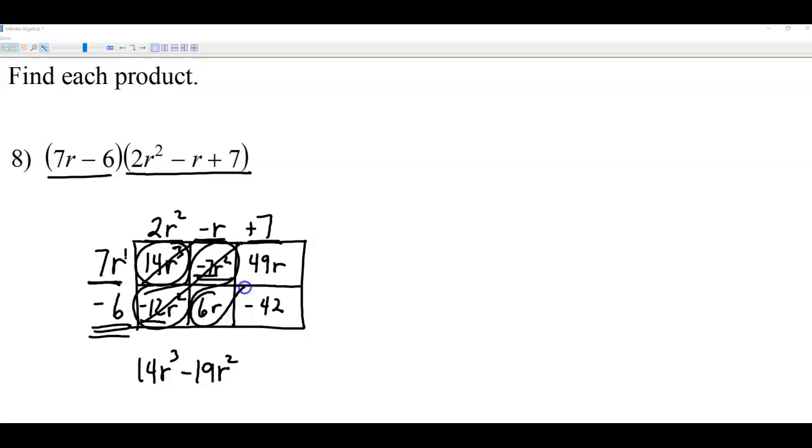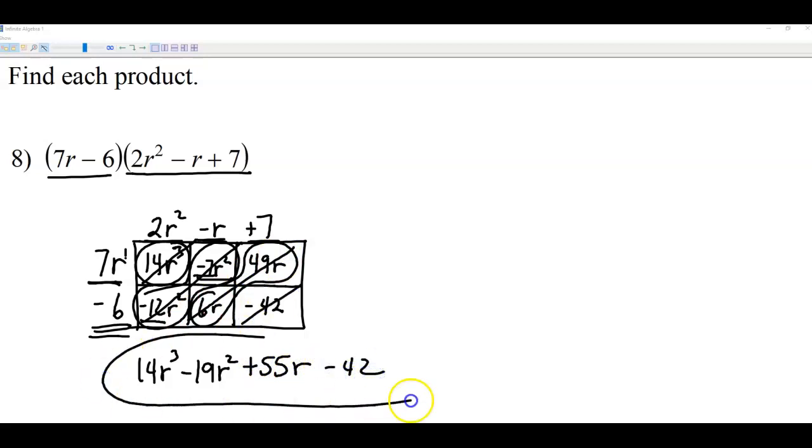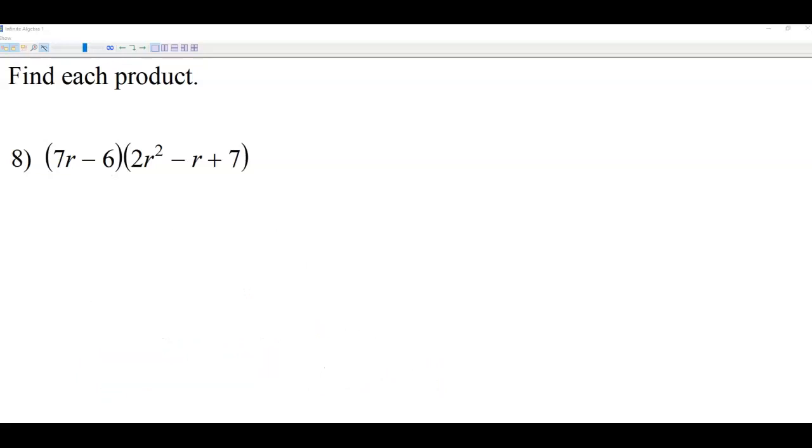Next, we have the r's. We're going to add those together as well. 6 and 49. That makes 55, and it's going to be 55r because they have an r there. And then finally, we have the minus 42. And so there is our final result for multiplying those two polynomials.